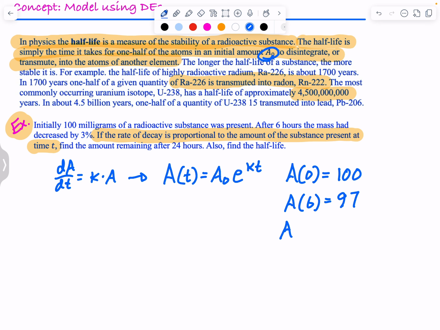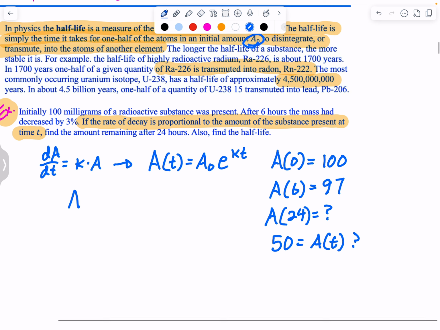And then they want to know after 24 hours what will be there, and then they also want to know what is the half-life. So when will we get 50? Let me write it like that. What is t? All right, so we need to figure out those two questions. So I have my initial conditions. Since I know that the amount is up front, I'm going to go ahead and put the 100 there.